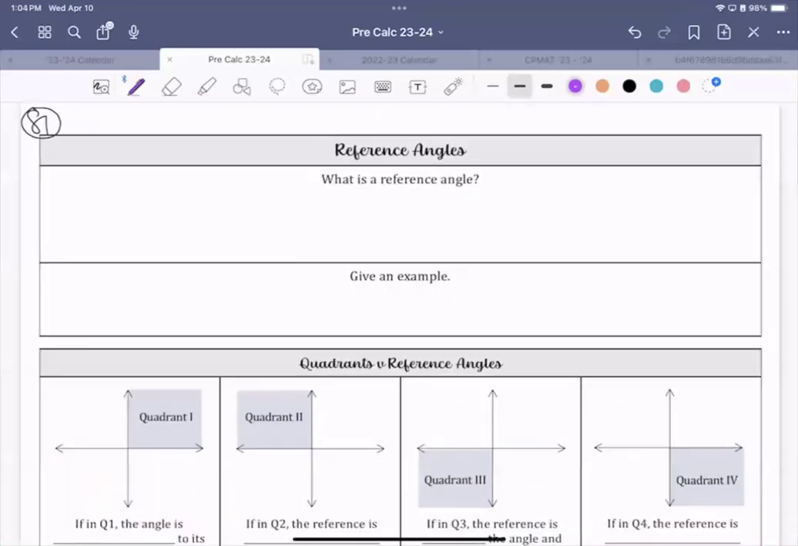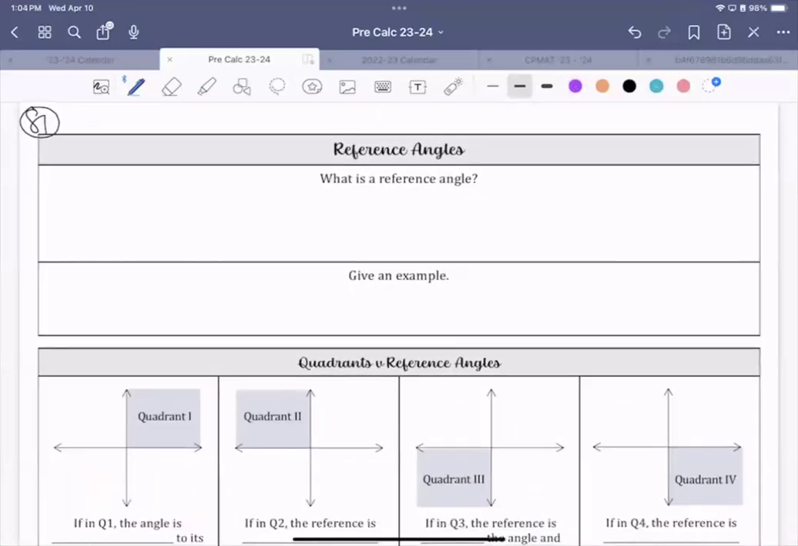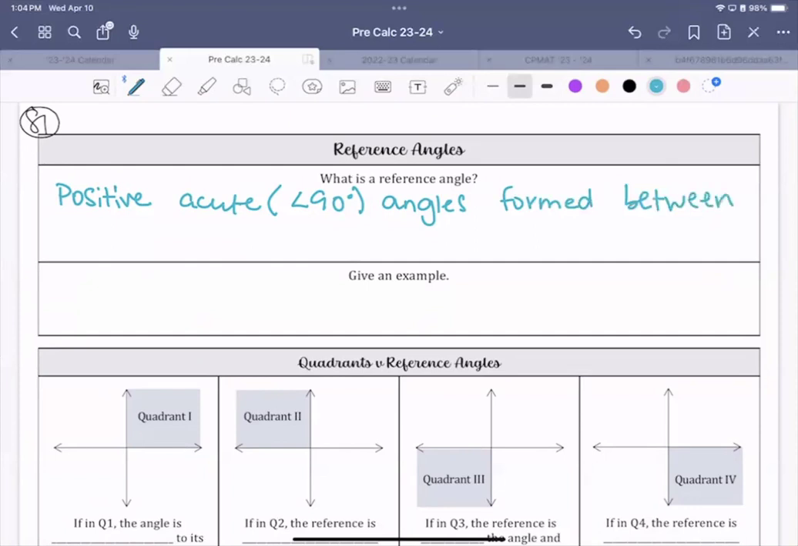Okay, today we're going to talk about reference angles. Reference angles are always going to be positive and they're always going to be acute, which means less than 90 degrees. So reference angles are positive, acute, I'm going to put in parentheses, less than 90 degrees, angles formed between an angle's terminal side and the x-axis.